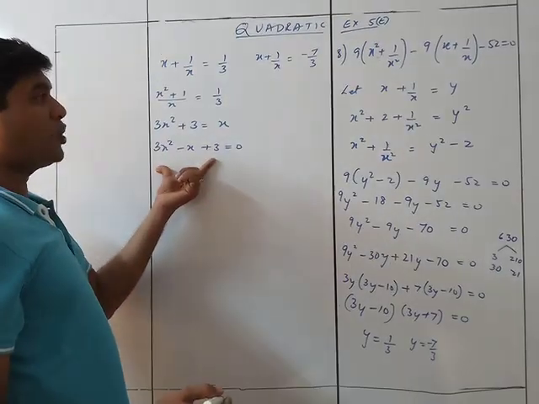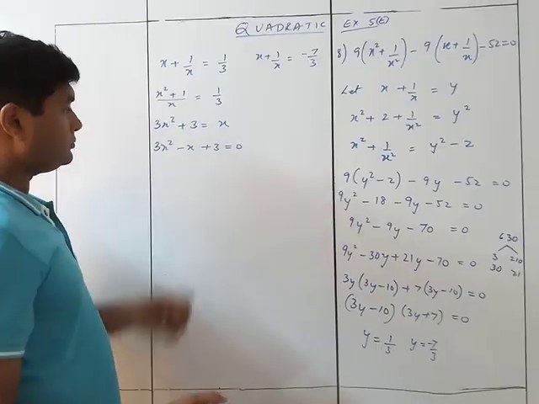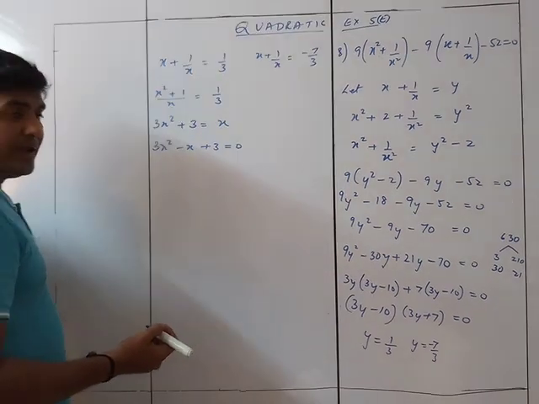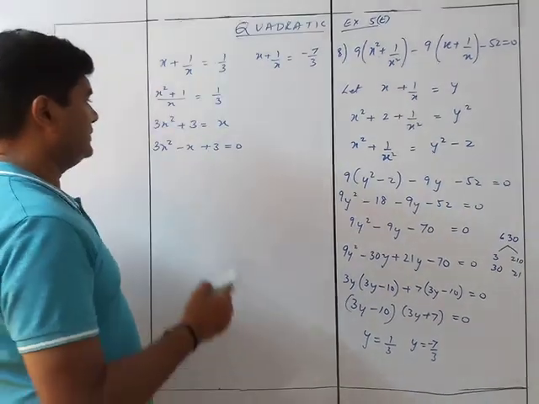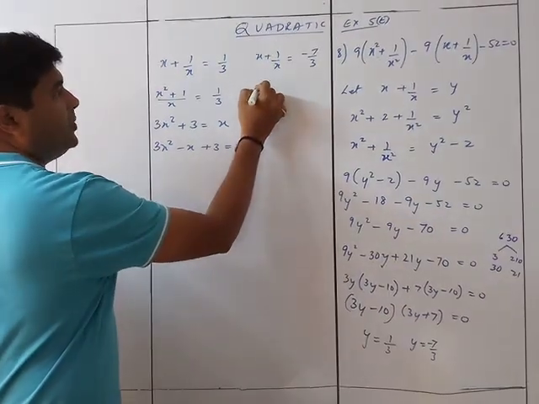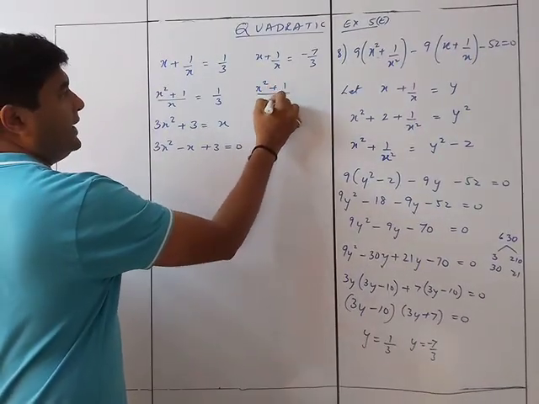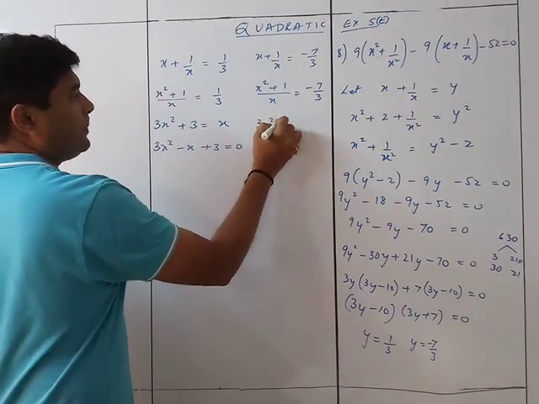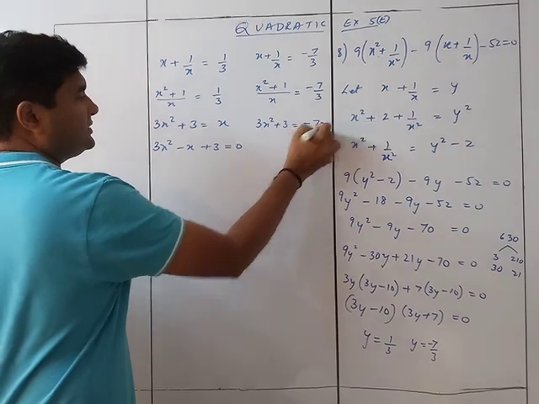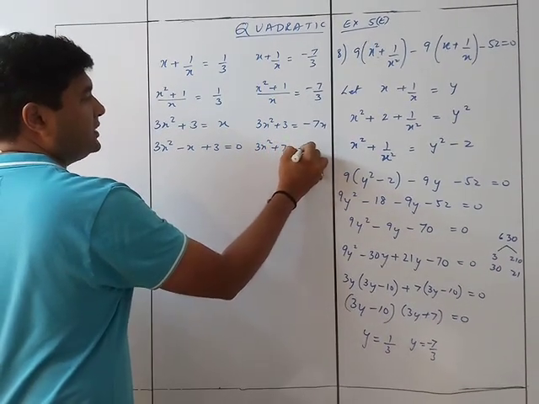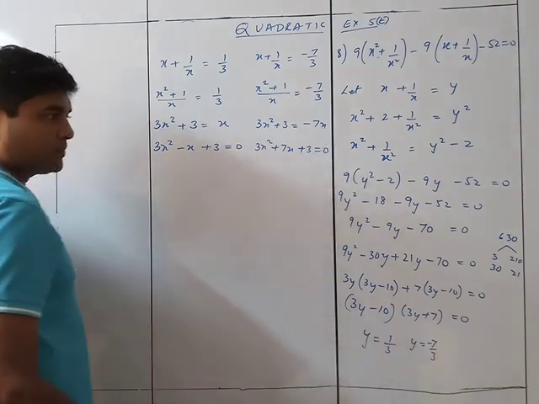Got it? So you get one more quadratic equation over here. So it's 3 and 3 over here. Now you cannot do this further. So right now we'll keep it as it is. See this one also. It will be x square plus 1 upon x is equal to minus 7 upon 3. So 3x square plus 3 is equal to minus 7x. So that is 3x square plus 7x plus 3 is equal to 0.